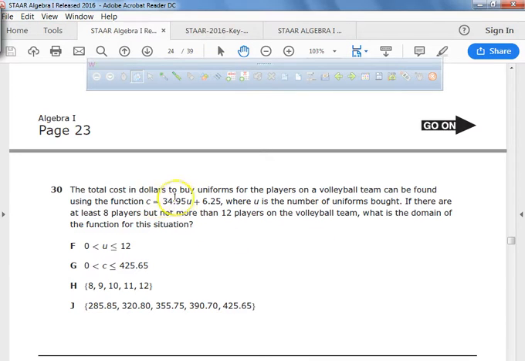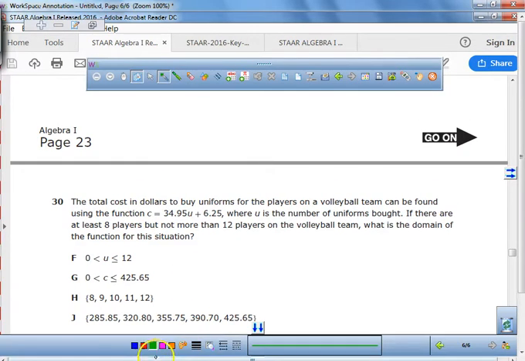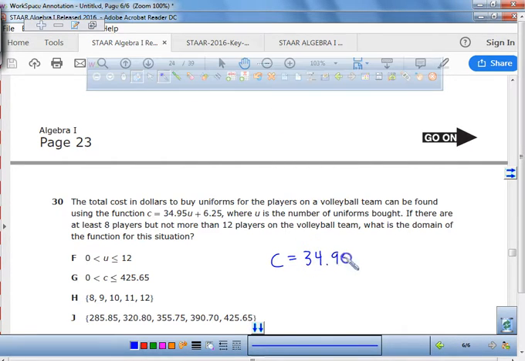Alright. Total cost in dollars to buy uniforms for the players on a volleyball team can be found using this function. So anytime there's a function, what I always do is write down the function. C equals 39. Oh, not 39. It's important to write down the correct function. Plus 6.25. This is a linear function. It says U is the number of uniforms. U equals uniforms, not to be confused with unicorns.